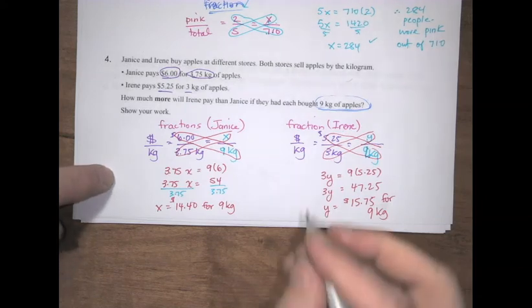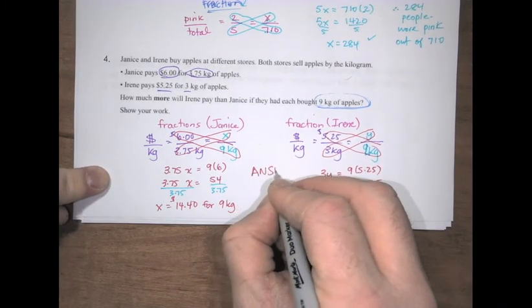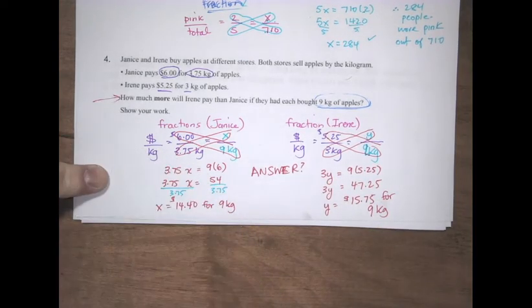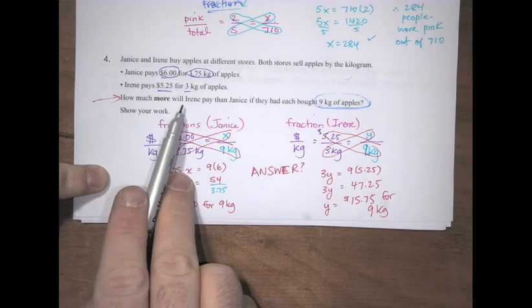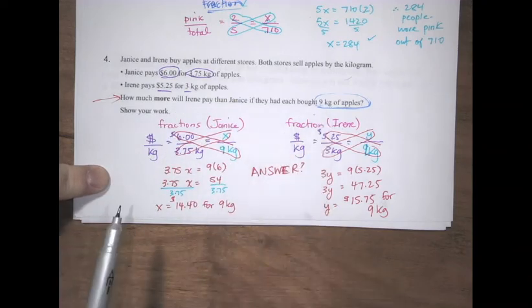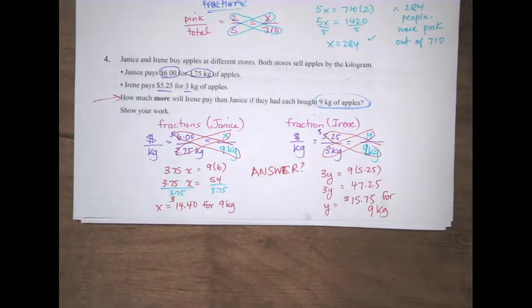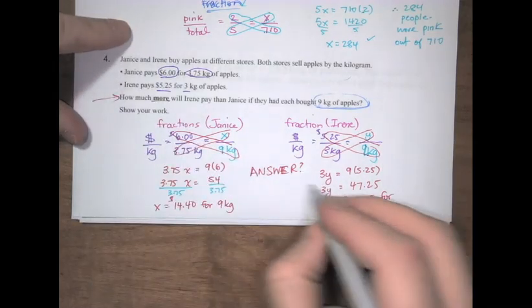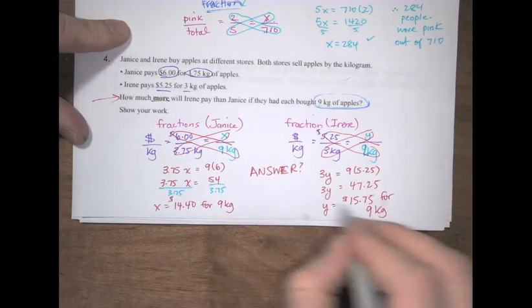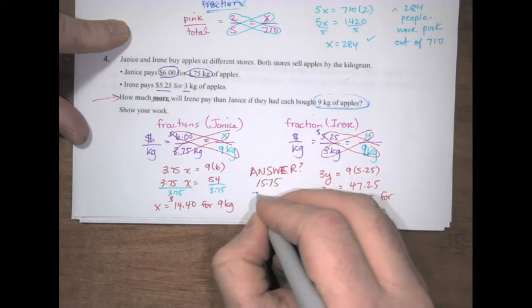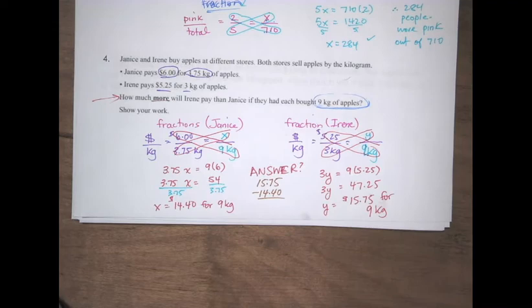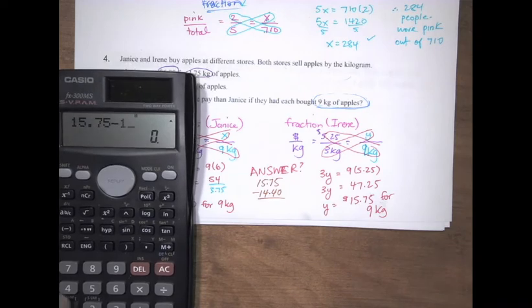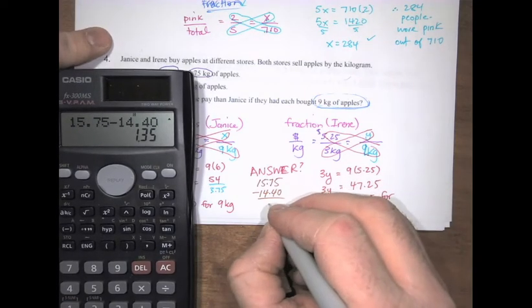The question is, have we answered the question? Well, sometimes we have to look back. The question is, how much more will Irene pay than Janice if they bought 9 kilograms? Do we have that answer there? No. But how much more, we want to find the difference. So I can do 1575 minus the 1440 to get $1.35.